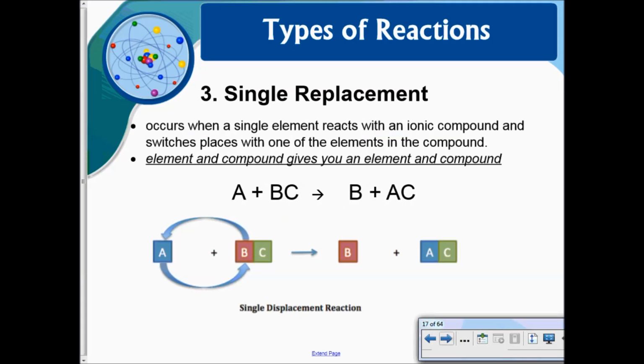A single replacement occurs when a single element reacts with an ionic compound and switches places with one of the elements in the compound. All right, so you can normally recognize this because you have an element and a compound, and it gives you an element and a compound. And these are just letters representing whether it's a compound or an element. So you have an element and a compound gives you an element and a compound.